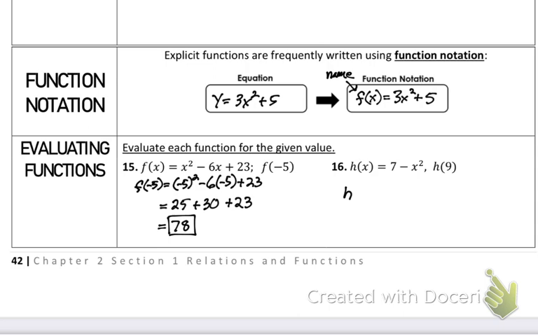So we'll have h of 9 is going to equal 7 minus 9 squared. Will that make it 7 plus 81? No. That's why I put parentheses there, so you don't accidentally do negative. This is saying do regular 9 squared, which is 81, and then attach the 7 minus. So we'll have 7 minus that 81, which is going to equal a negative 74.